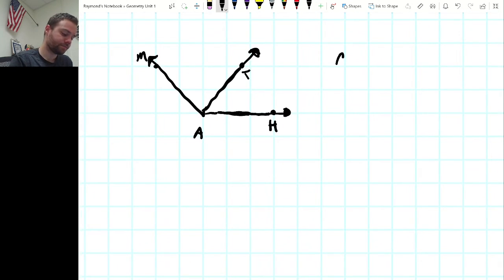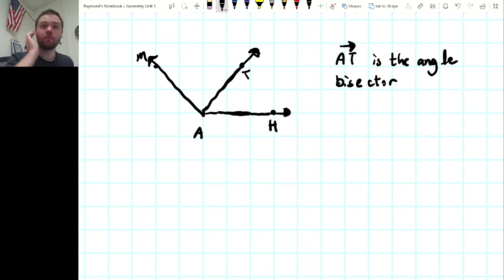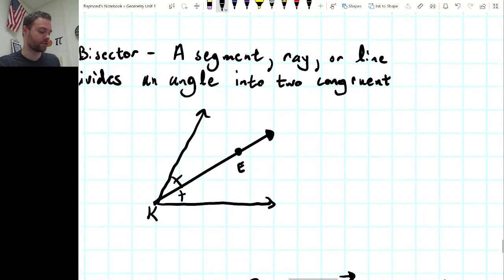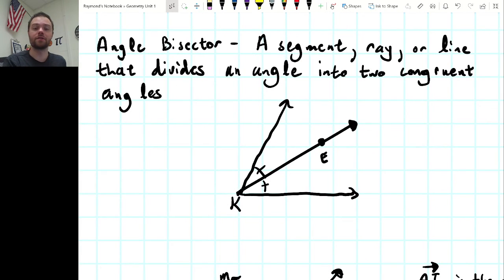And it says ray AT is the angle bisector of angle MAH. Okay? So MAH is this big angle here. And we just learned what angle bisector means. So let's take a look at that definition. It's a segment or ray, in this case it's a ray, or line, that divides an angle into two congruent angles.